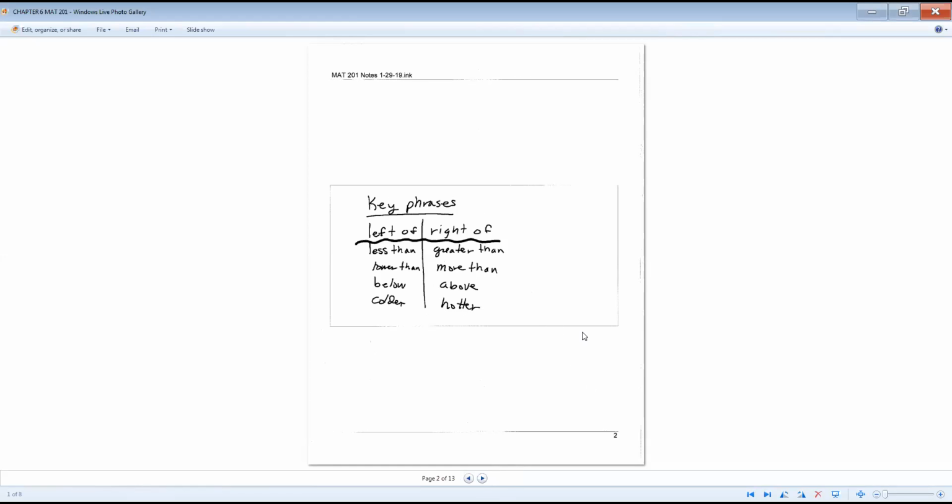Key phrases that we're going to use: less than, lower than, below, and colder, or things of that nature, always represent to the left of. Greater than, more than, above, and hotter, or certain phrases of that nature, will always represent to the right of. Going back to the generic number line, if I look at the number 1, everything greater than it will be to the right of it, and everything less than it will be to the left of it. If I look at -3, everything greater than -3 will be to the right of it, and everything less than -3 will be to the left of it.